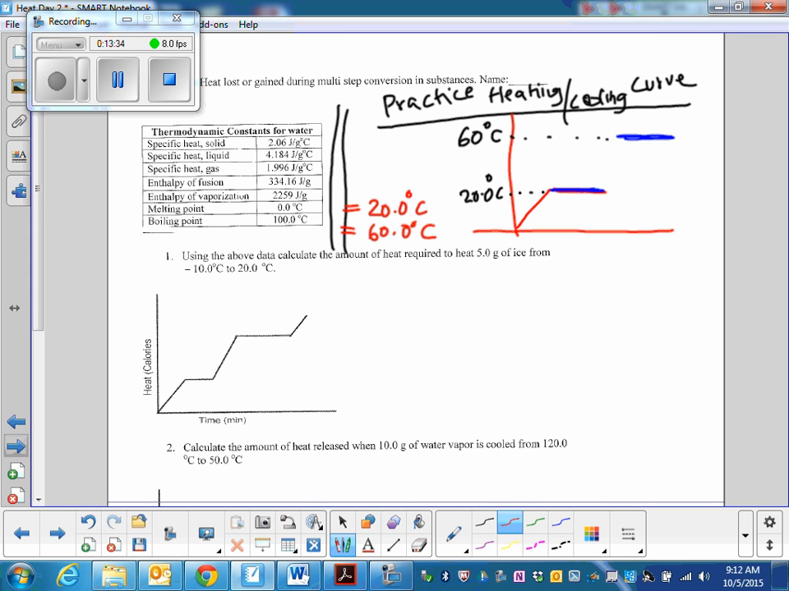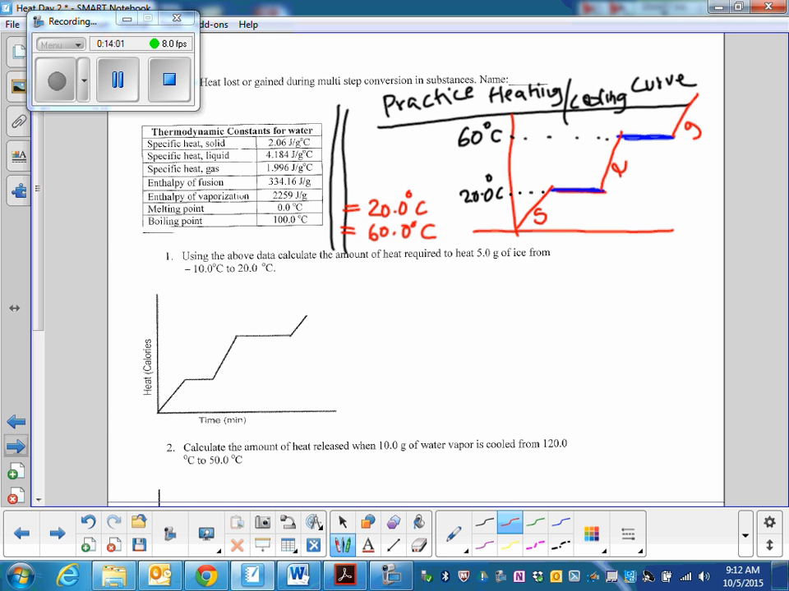Now I can make my 3 states of matter. This is my solid, that is my liquid, that is my gas. So it's a solid, liquid, and gas. Let me ask you a question. The substance is at 70 degrees. Is the substance a solid, liquid, or gas? It's a gas. Is that right?